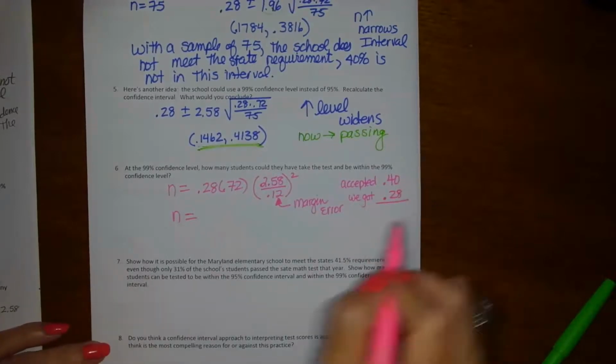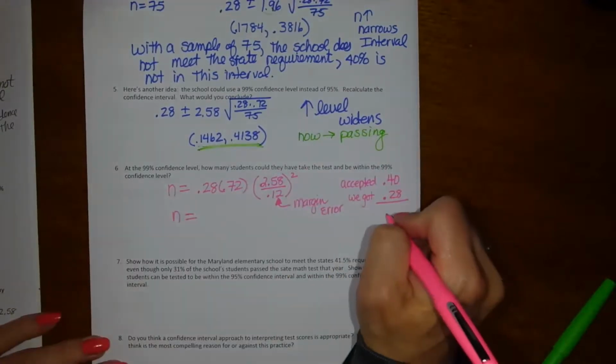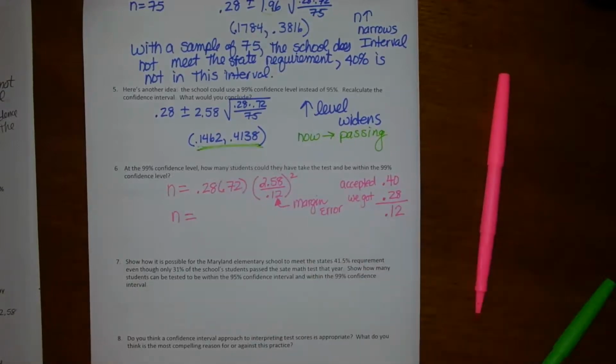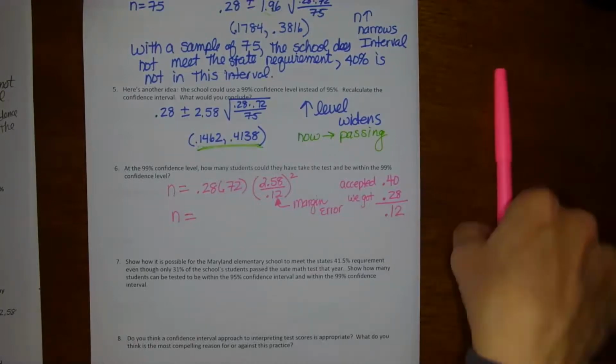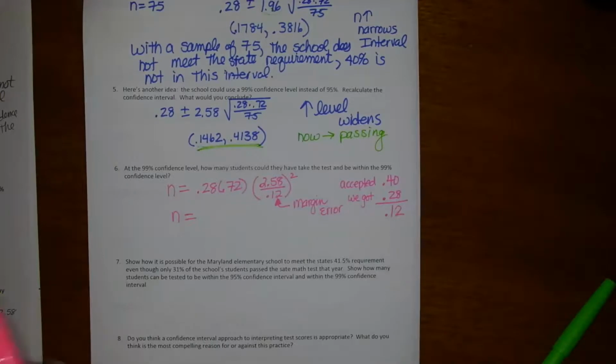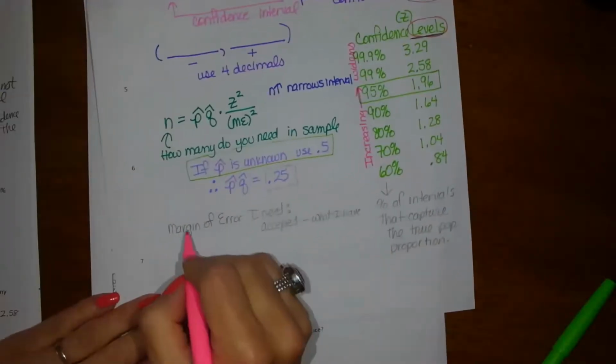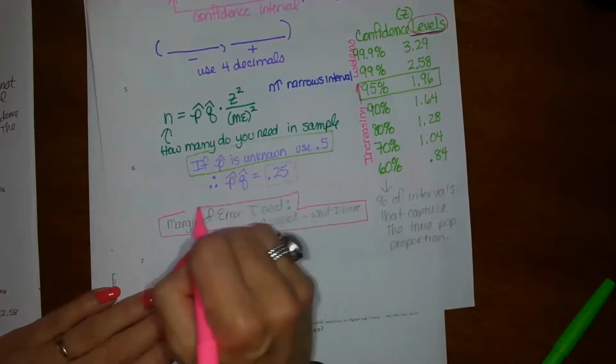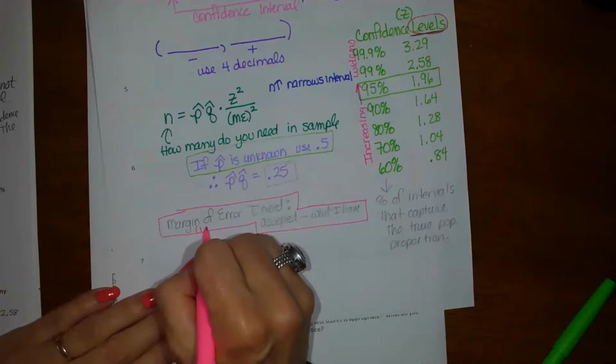What's 48 minus 28? Right? So if I'm supposed to get 40 and I got 28, I need a margin of error of 12 points, because the margin of error says you could be this far above or this far below, right? Does that word margin of error make sense? So that's where the point 12 came from. And I would add that to my list. Margin of error I need is the accepted minus what I have. Think about that as your wiggle room.